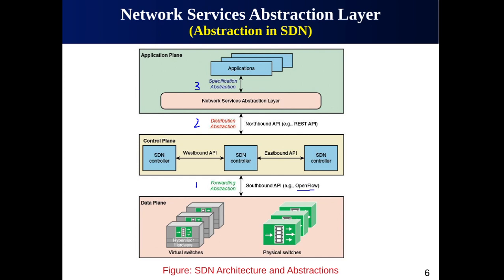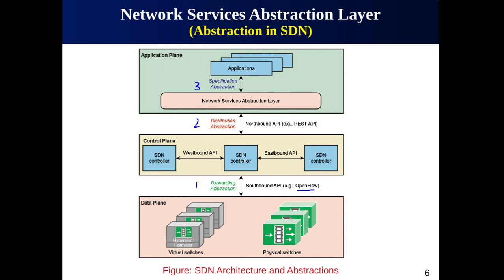So the objective of the distribution abstraction is to hide the complex distribution mechanism. Due to this abstraction, we will have a single coherent global view of the network. One example of such an implementation is the Northbound REST API. And if we talk more specifically about the network abstraction layer, the network operating system is another example, and we studied that in the OpenDaylight architecture.